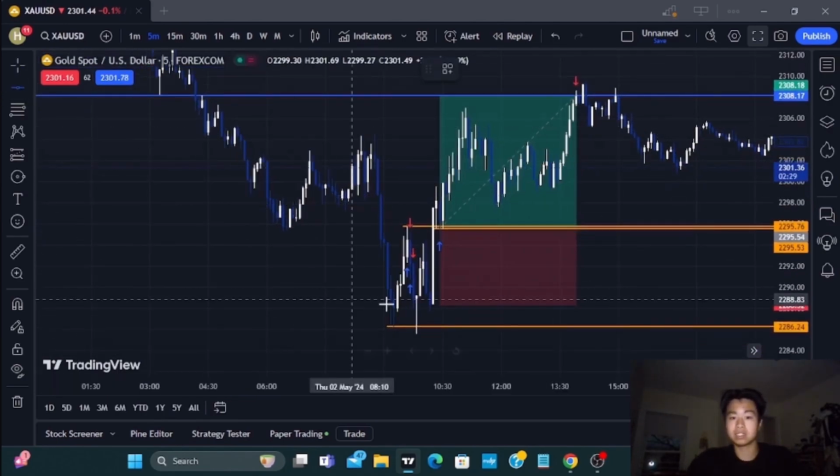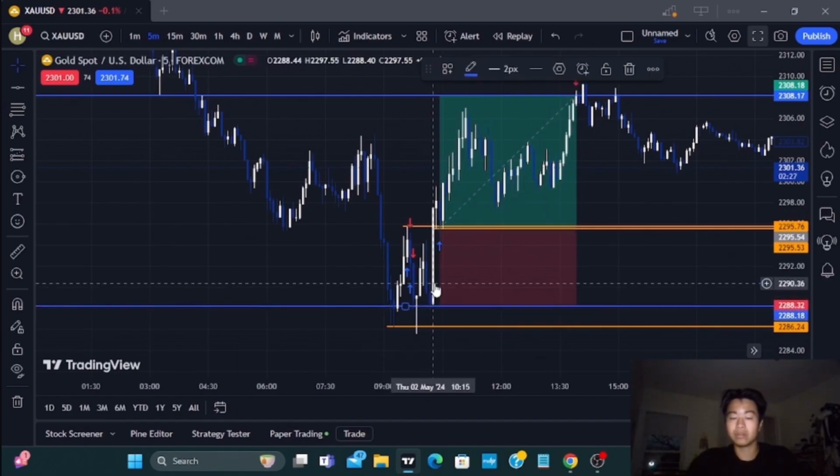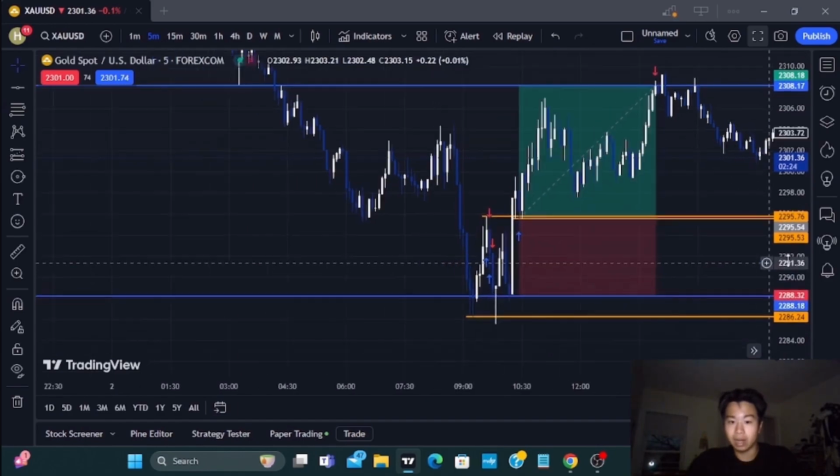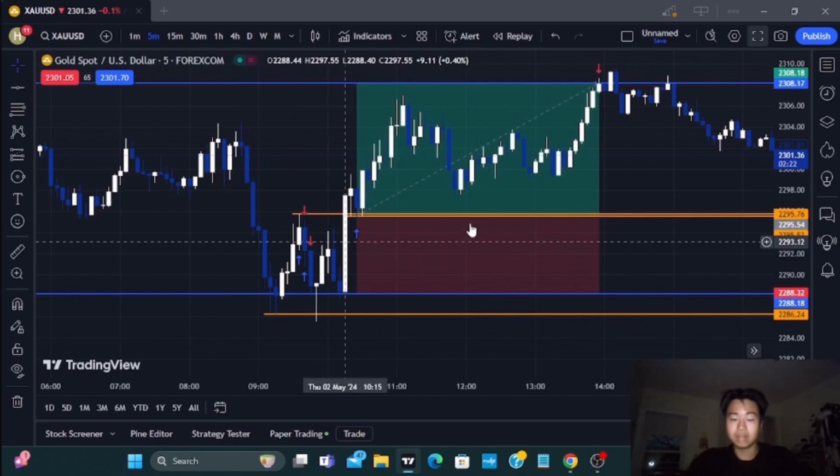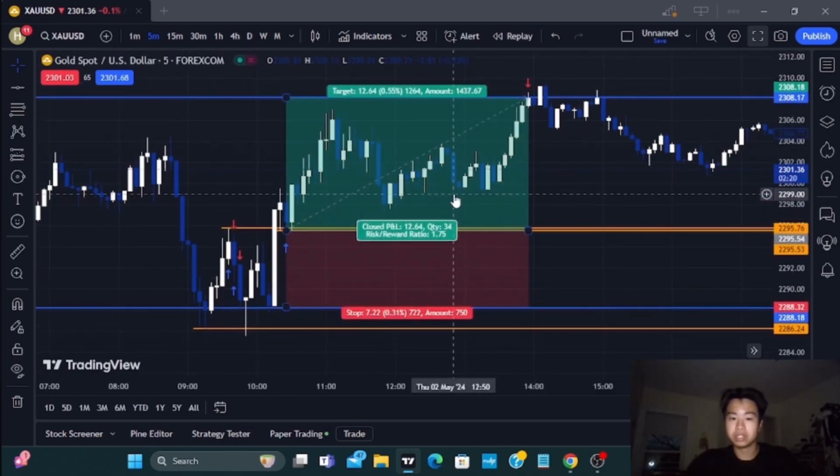Where was my stop loss? It was at the open of this fair value gap candle created at, let's be precise here, 10:15. So the risk to reward ratio for this trade is 1.75 to 1. My stop loss was 722. My take profit was 1264.